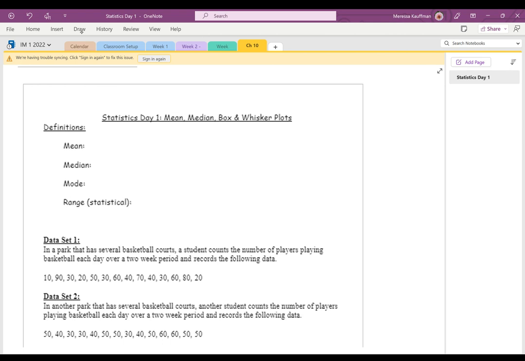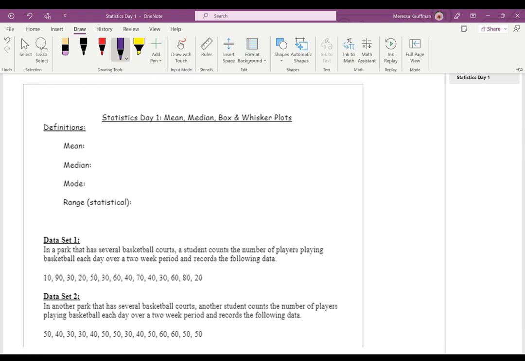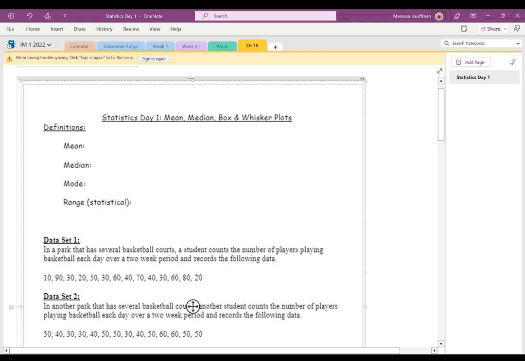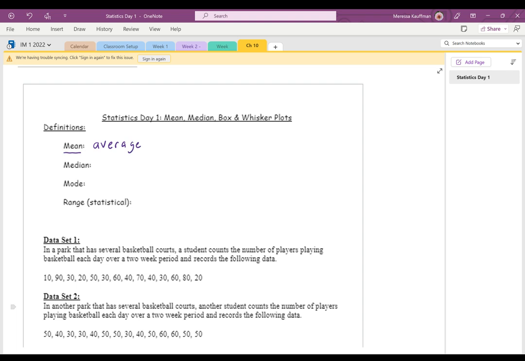All right, so here we go. What I want you guys to do is just write down a very basic definition for the following. Our mean right here is also the average. It's the average of whatever numbers are given. And remember, when we take the average of something, we're going to add it all up and divide by the number of numbers we're adding. And if that doesn't make a lot of sense, we're going to clarify that in just a minute.